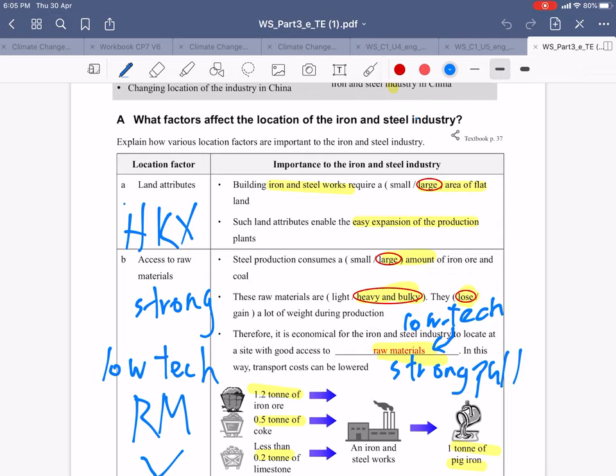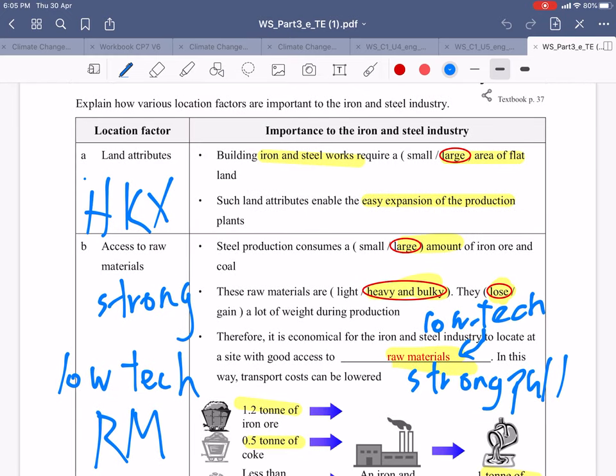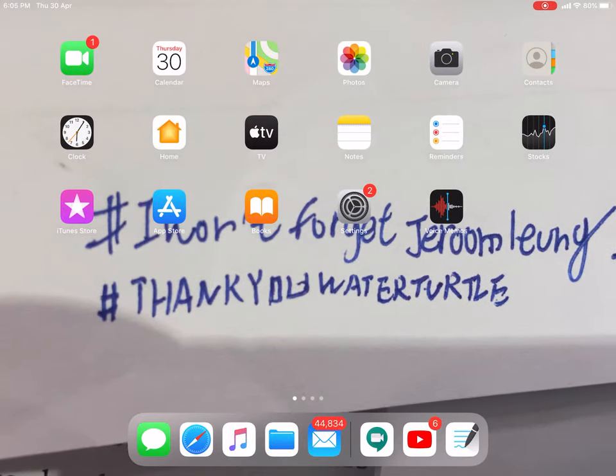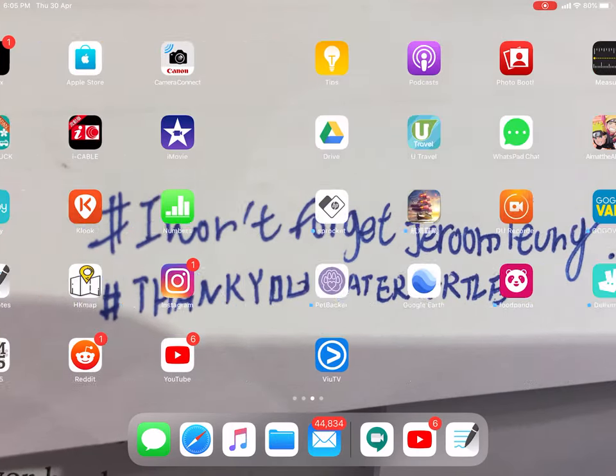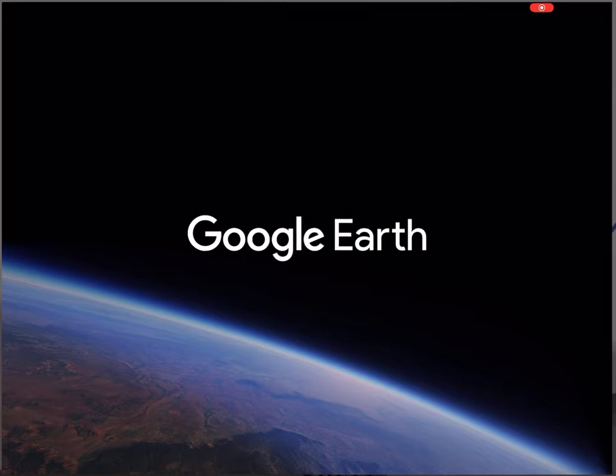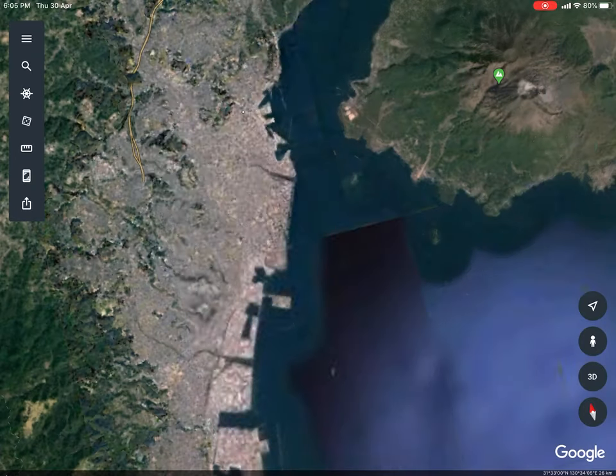iron and steel industry. First of all, land is a very important factor, and land is a very important criterion for the iron and steel plant to set up. For example, iron and steel. I would like to show you in Google Earth. Okay, wait a minute. Google Earth, right here. I would like to use the example of Shanghai.